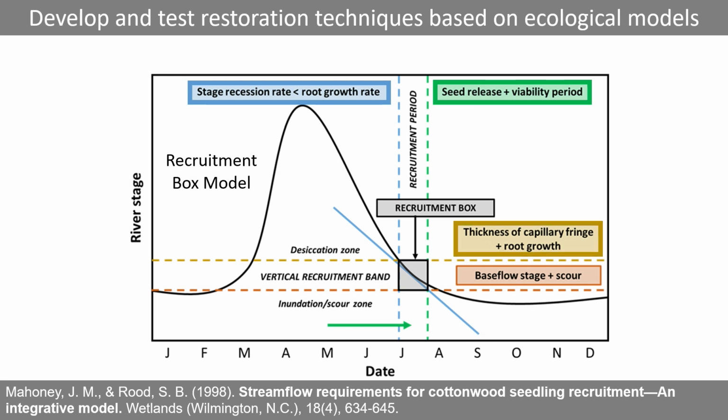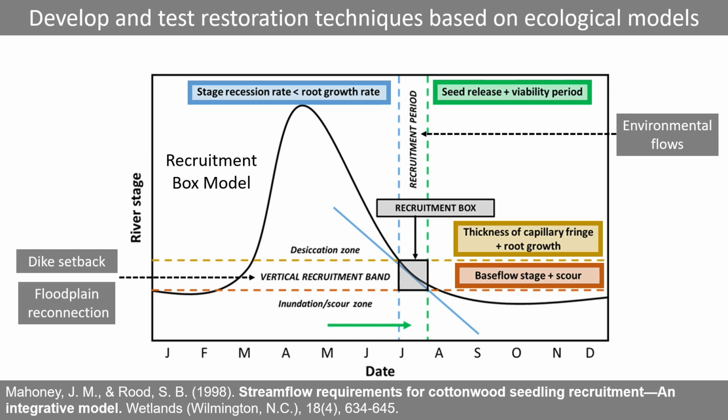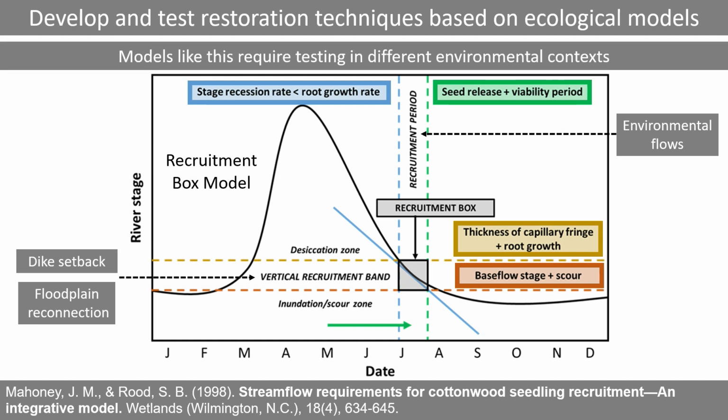And then spatially, you've got the thickness of the capillary fringe, which is the wet soil above the water table. You add that to the amount of root growth you can expect in a year to get the uppermost elevational boundary of recruitment. And then the lowermost boundary is controlled by base flow river stage plus the area that's scoured in wintertime. So you can use this model to design environmental flows, your dike setback and floodplain reconnection project, and then you could also monitor and report things like seedling recruitment within this expected area.